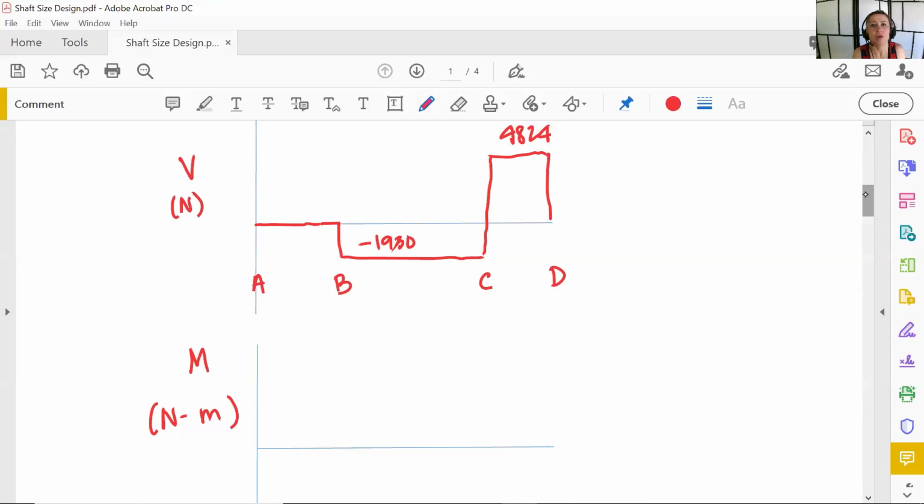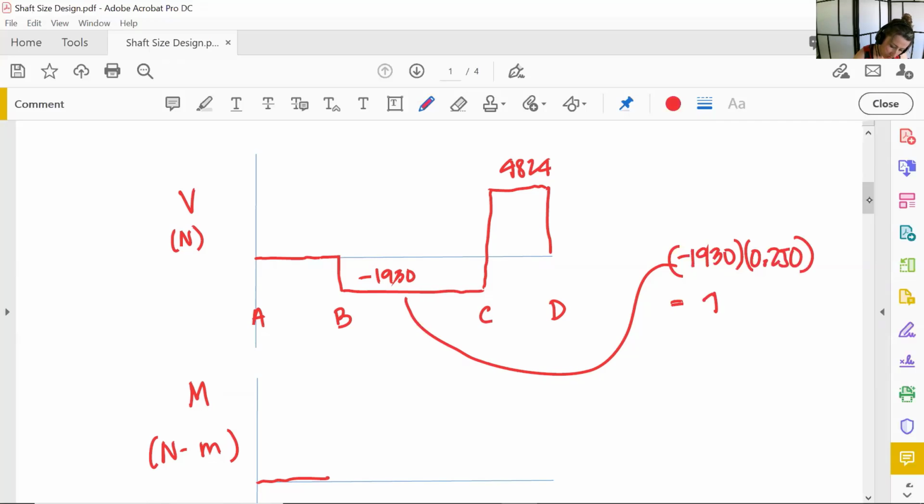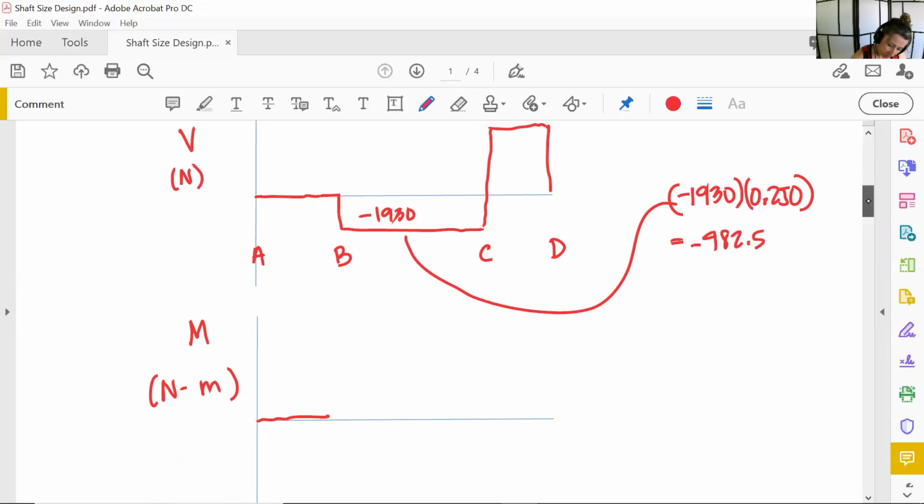Bending moment, remember, is just the area underneath the shear diagram, so we have no area from A to B, so we have no bending moment. Okay, and then to figure out our change in bending moment, we do 1930 times the distance between B and C. I'm going to do this in meters. So 482.5, that's negative, so that tells us we have to go down.